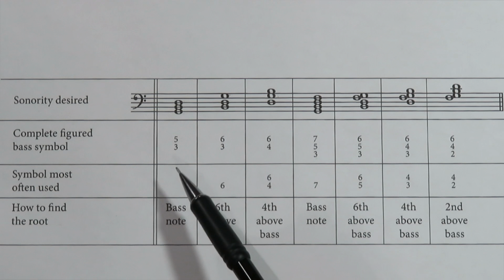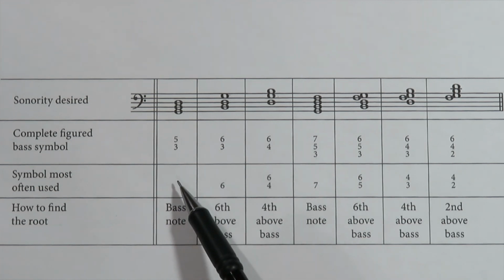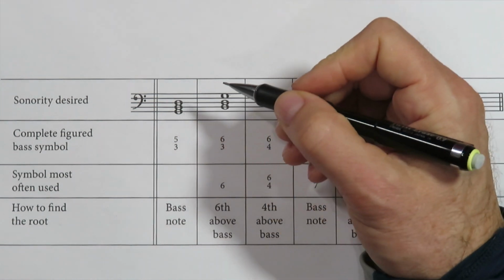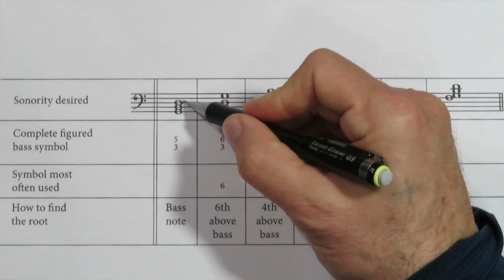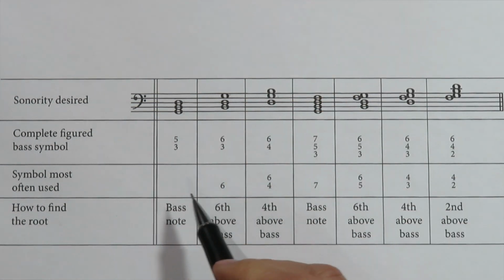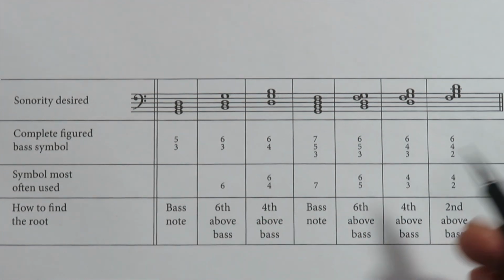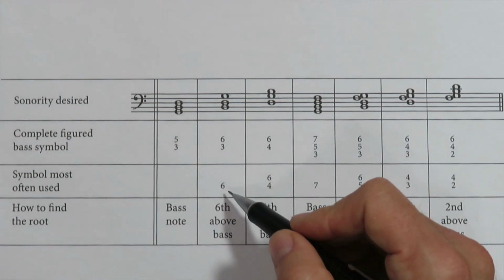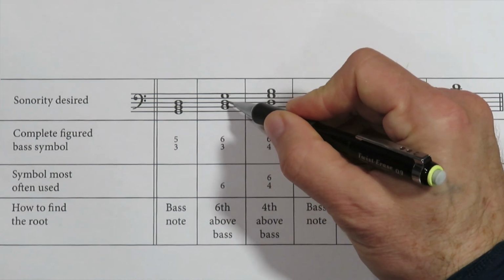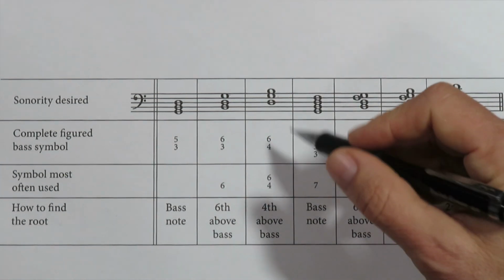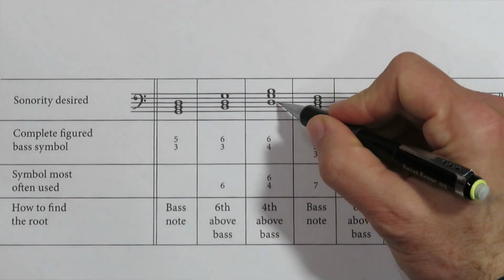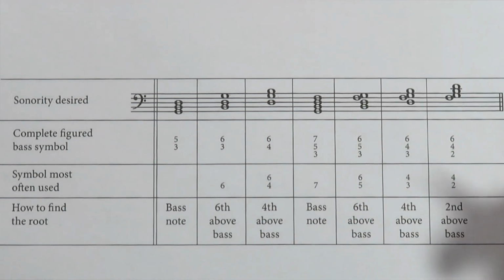So here we go. Root position triad. We use no symbol. They used 5/3, and you can see why. Because you have a fifth above the bass and then a third above the bass. 5/3. So root position is just nothing. First inversion we use a 6, and you can see a sixth above the bass, 6/3. So we just drop the 3. Second inversion, 6/4 stays the same. You can see there's a sixth above the bass and a fourth.